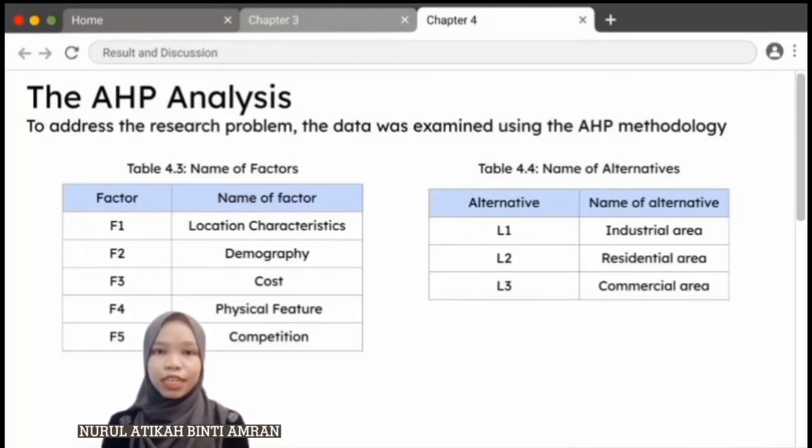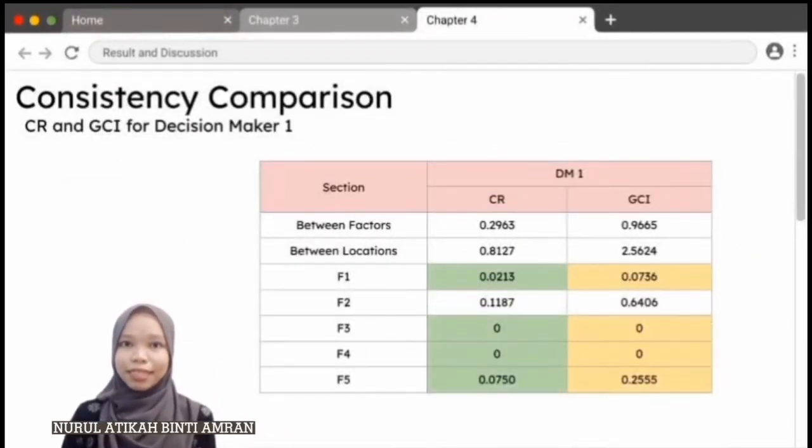Based on Table 4.3, location characteristic, demography, cost, physical features, and competition are the factors that influence the decision in choosing a location for opening a small restaurant. While Table 4.4 shows the names of the alternatives, which are L1 for industrial area, L2 for residential area, and L3 for commercial area. Consistency comparison.